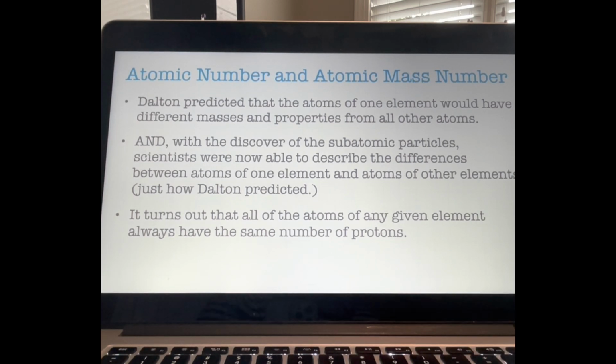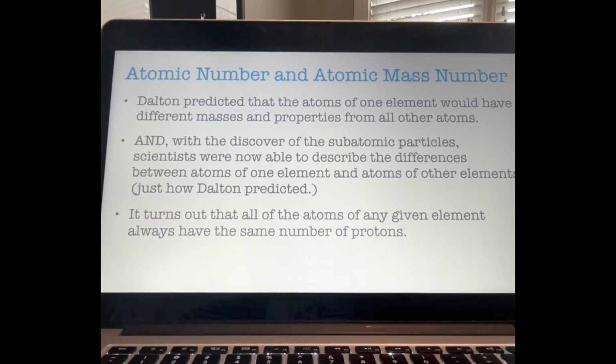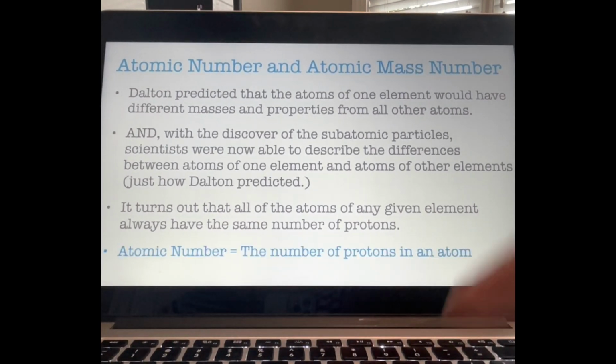It turns out that all the atoms of any given element always have the same number of protons. For example, there is only one proton in every hydrogen atom. No matter what, there will be one proton. In every helium atom, there are two protons. So any atom that has only one proton will end up being a hydrogen atom, and any atom that has two protons will be a helium atom.